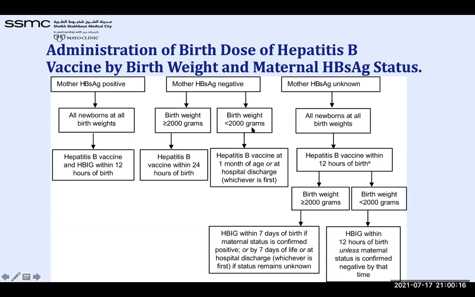If birth weight is less than 2 kilograms, then hepatitis B vaccine at 1 month of age. Let's say 24, 25, 26, 28 weekers, it stays there. So you give at 1 month of age and then you repeat it again.